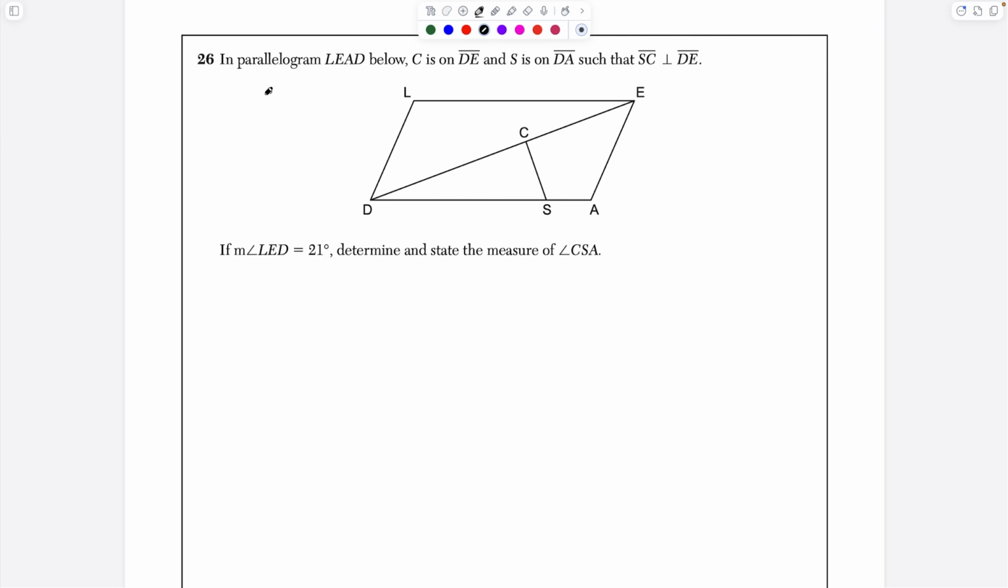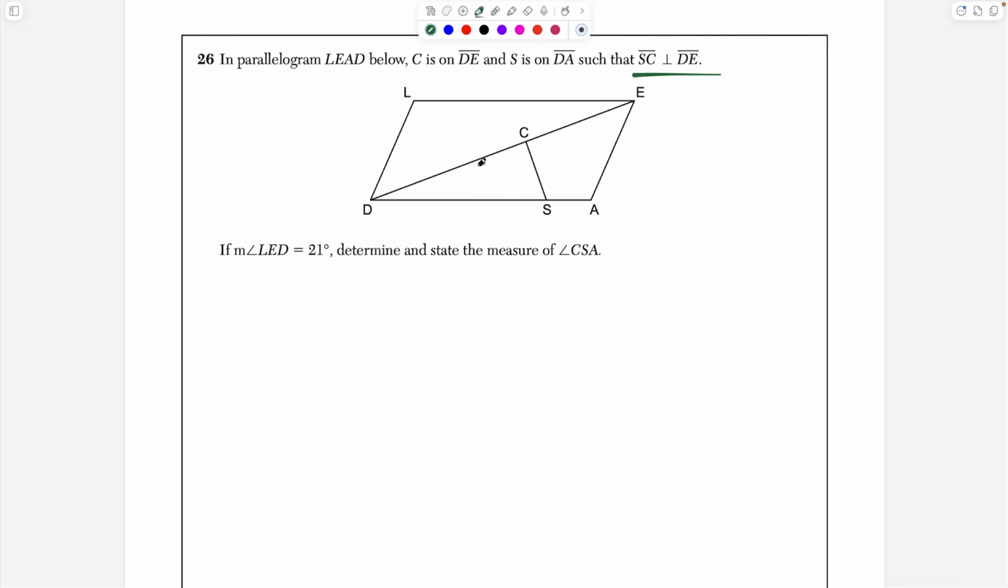Question 26, in parallelogram LEAD below, C is on DE and S is on DA such that SC is perpendicular to DE. If the measure of angle LED is 21 degrees, determine and state the measure of angle CSA. So for this question, what I would do first is just label the information they gave us, or transfer that information to the diagram.